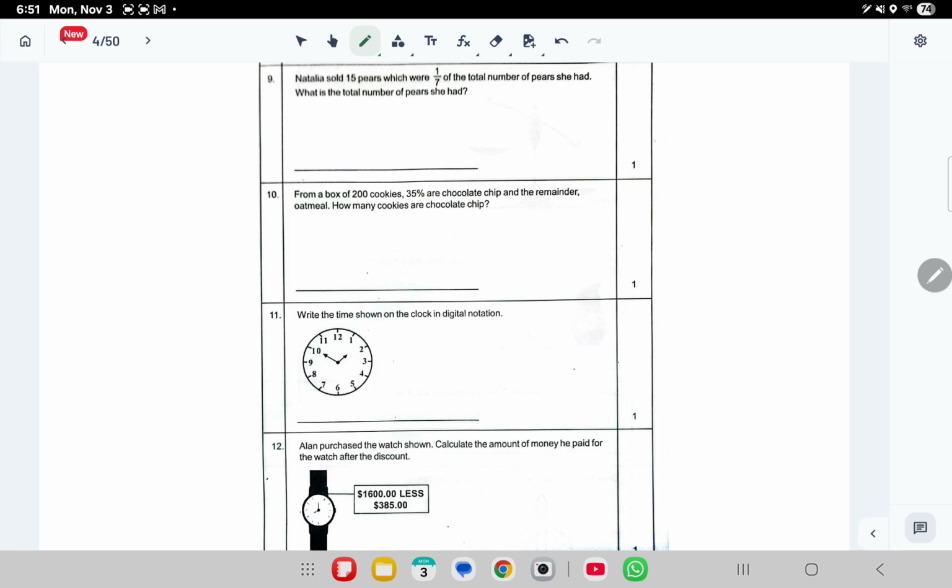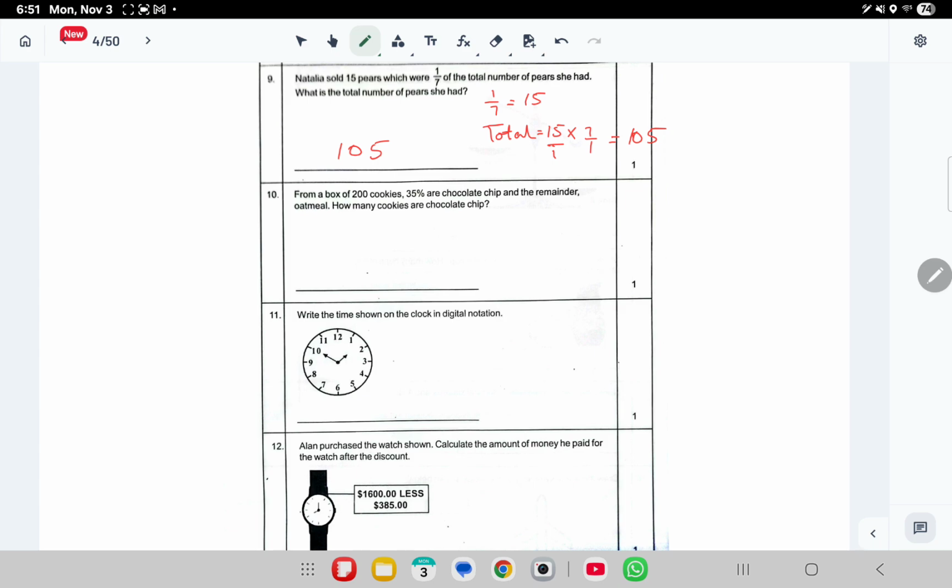Number 9, Natalia sold 15 pens, which were 1/7 of the total number of pens she had. Calculate the total. So we know now that 1/7 is equal to 15 pens. To calculate the total, we take the quantity given and multiply it by the invert of the fraction. So when you flip 1/7, you get 7/1. So 15 multiplied by 7/1, or 15 multiplied by 7 is 105. So the total pens was 105.